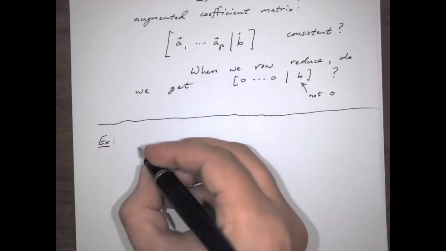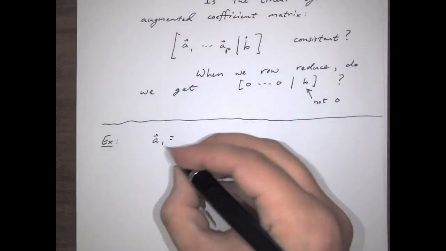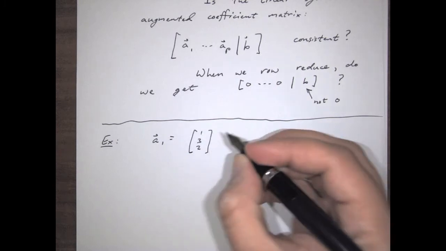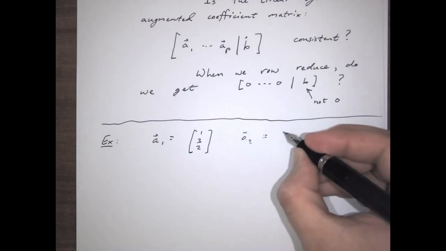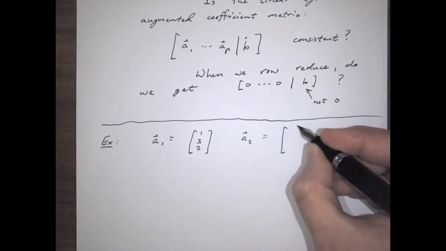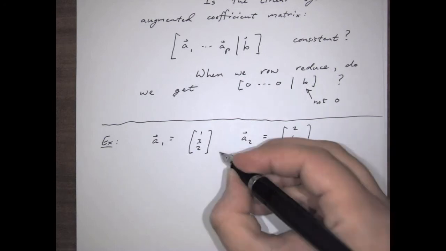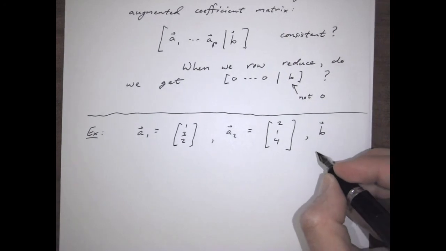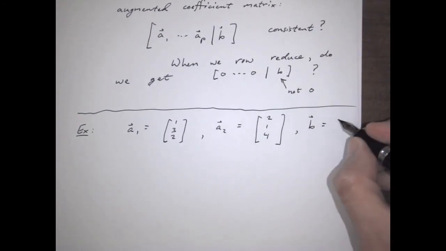And let's see, so let's say A1 equals 1, 3, and 2. Let's say A2 equals 2, 1, and 4. And let's say finally B is equal to -1, -8, 5.